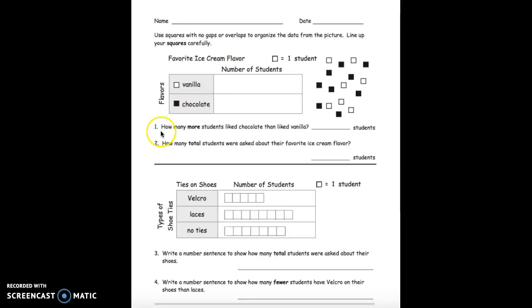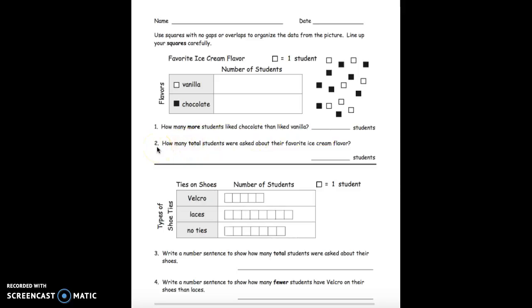Number 1. How many more students liked chocolate than liked vanilla? Write the number here. Remember, here you're finding the difference. So you might need to use subtraction or count up to find the difference.